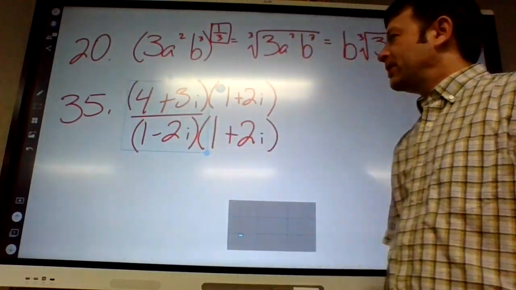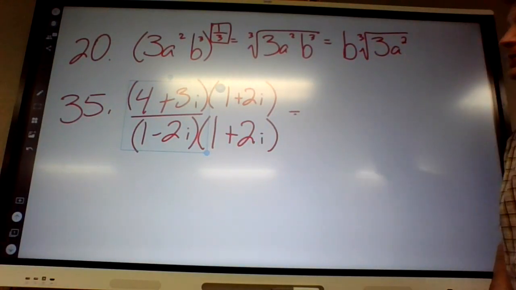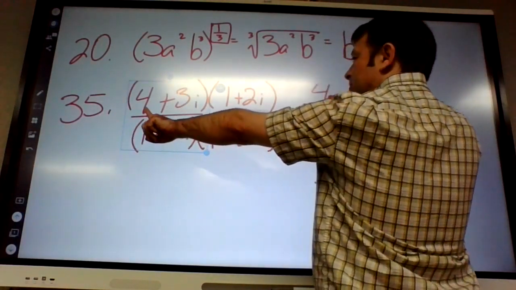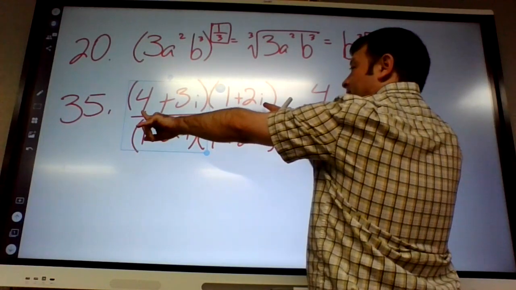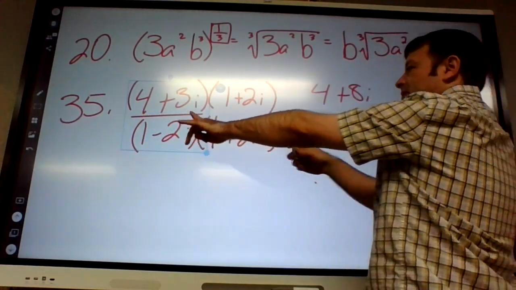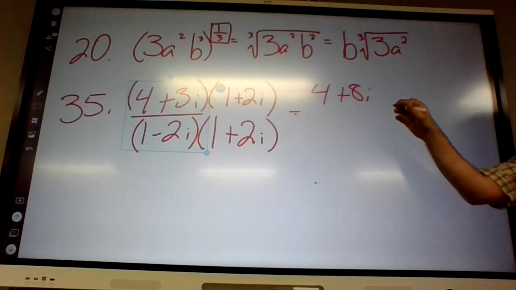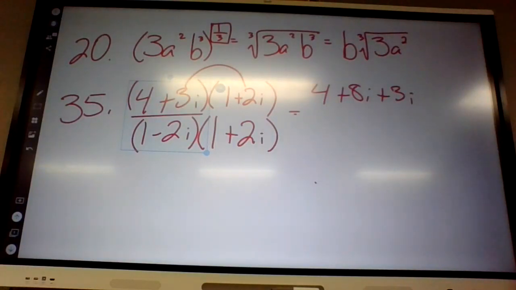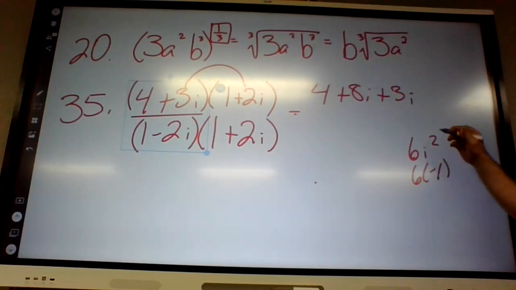So the top is a FOIL problem. 1 plus 2i times 4 plus 3i. The bottom is an easy FOIL problem. So the top, first, 4 times 1. Outside, 4 times 2i. Inside, 3i times 1. And last, 3i times 2i. What's that? 5i squared. No, 3i times 2i. No, 6i squared. And what's 6i squared turn into? Yeah. -6, so -6.